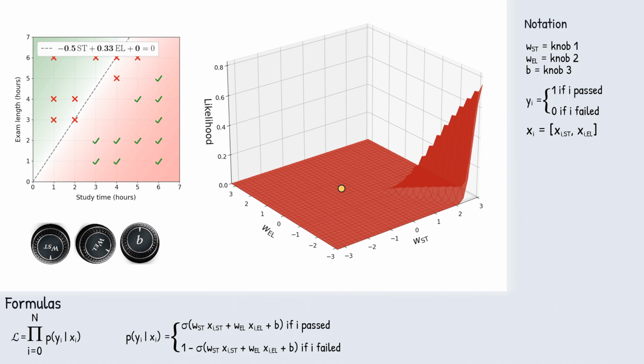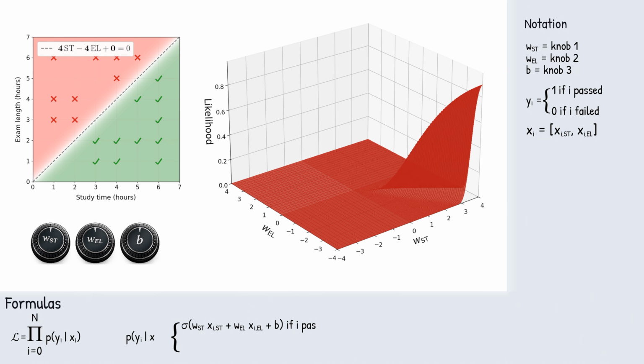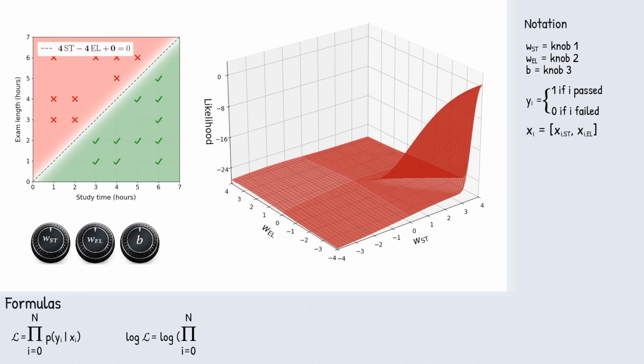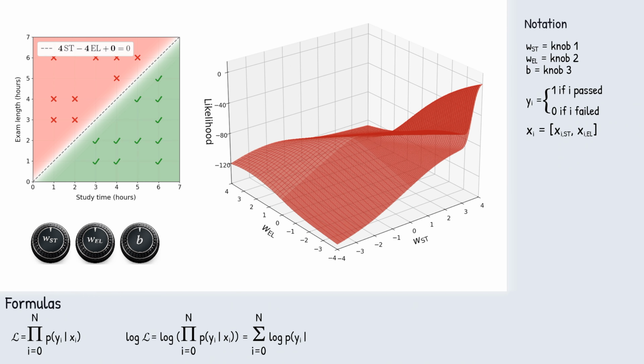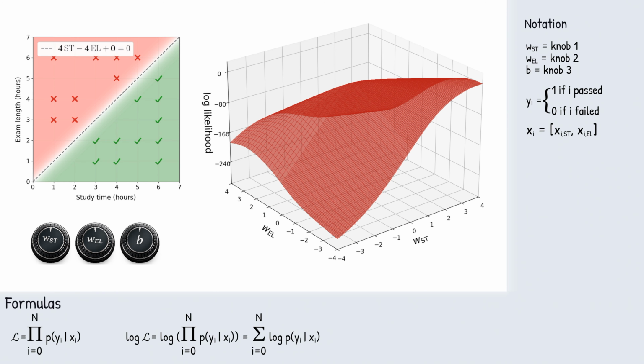So we need a way to amplify the imperceptible parts of the landscape without also amplifying its larger peaks. The logarithm is a function that does exactly that. It maps values between 0 and 1 onto the entire negative number line, spreading apart values that have been crowded together near 0. Applying the logarithm to the likelihood reveals details of the terrain that were previously difficult to see. Mathematically, notice that the logarithm changes the product of probabilities into a sum, which we'll see makes some math easier. This log likelihood landscape is much easier to navigate.